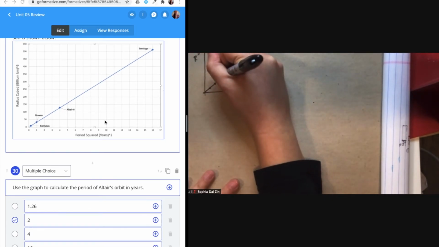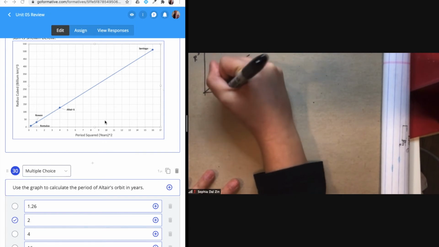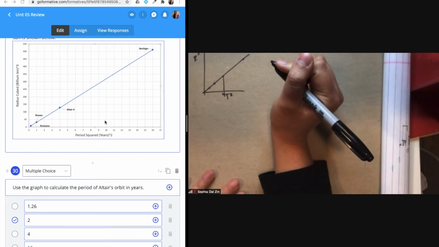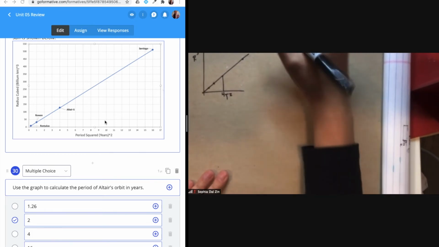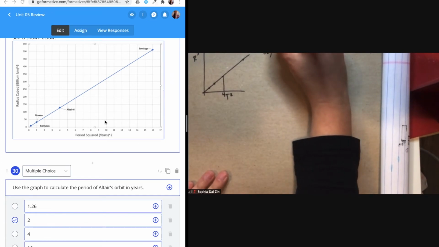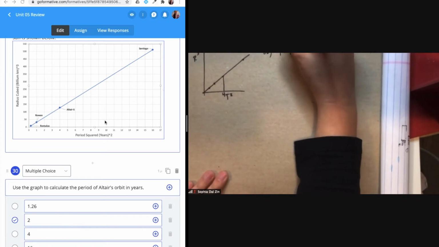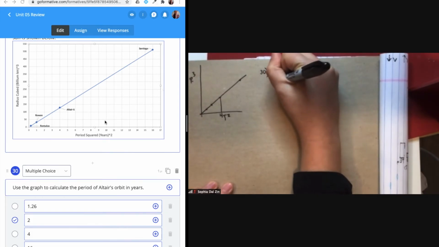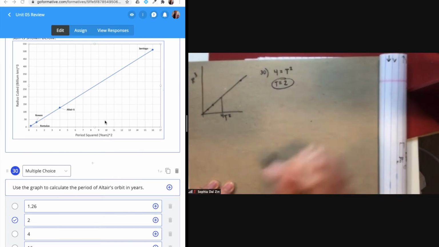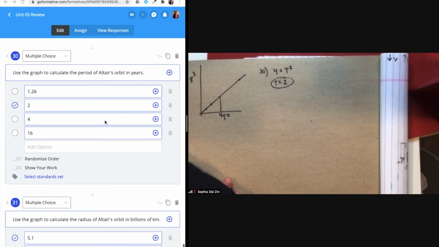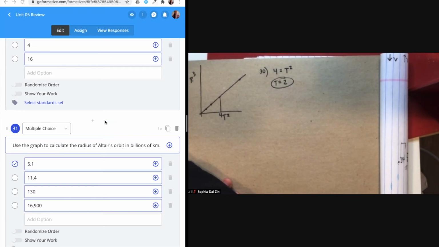So let's take this data point. It says that it has 4 is equal to period squared. So for number 30, if 4 is equal to period squared for the planet Altair, that must mean the time is equal to 2 years. All right, what about for the radius of orbit of Altair?